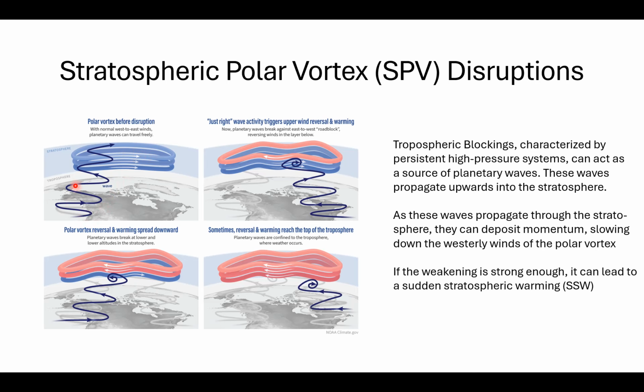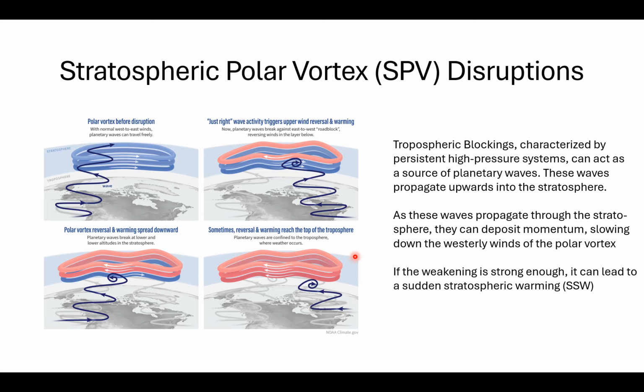But what you get are these waves, represented by this solid arrow here. You get these tropospheric waves which go all the way up into the stratosphere and they begin breaking. It's called wave breaking. Over here on the far right now, you get just the right amount of these planetary waves to break in the stratosphere. It triggers upward wind reversals and warming of the stratosphere. So now these planetary waves break against the east to west roadblock, and actually the winds in the stratosphere reverse from a westerly direction to an easterly direction. If you look at the peach color here, it's showing how the polar vortex is becoming more elongated or stretched out. Bottom left, we have a polar vortex reversal with the warming spreading downward towards the Earth's surface, back towards the troposphere. The planetary waves break at lower and lower altitudes within the stratosphere.